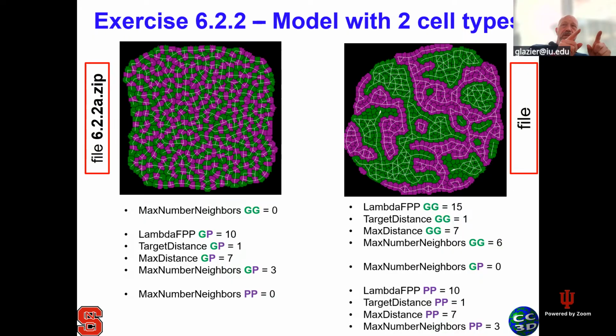Current distance is 7, target is 1, 7 minus 1 is 6, squared is 36 times lambda. So that's a big force. I'm not sure I would have made it that different, but we can try what he came up with.